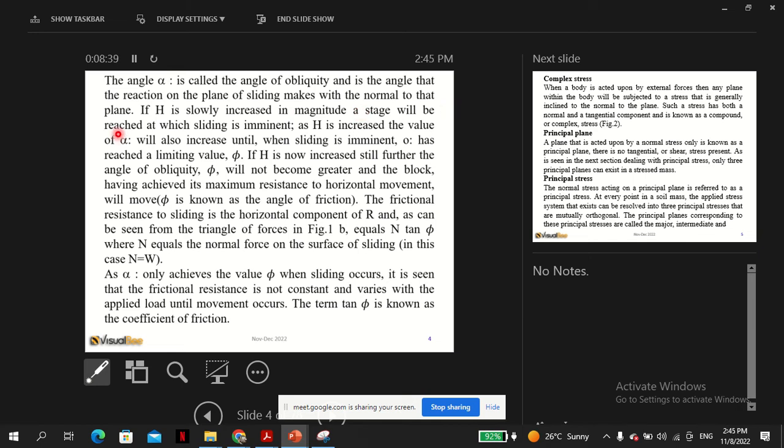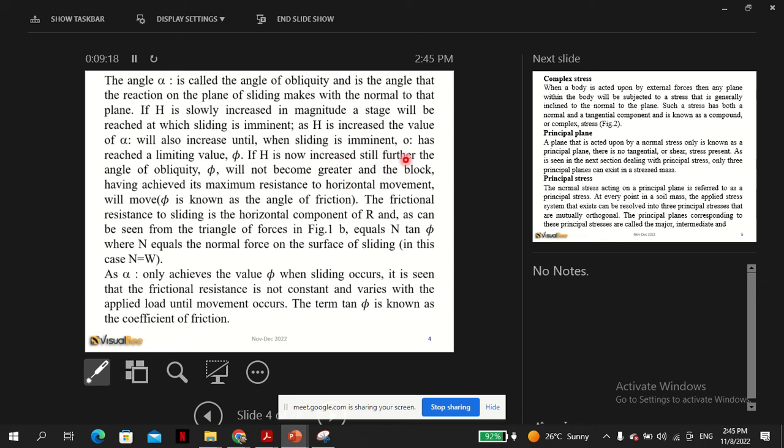If H is slowly increased, I think I already said it, but we go over it to make sure that it is understood. So if H is slowly increased in magnitude, at a stage will be reached at which sliding is imminent, just about the block is just about to slide. As H is increased, the value of alpha will also increase until the sliding is imminent.